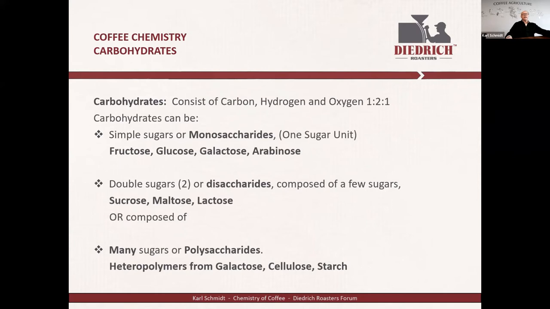And last but not least, within the family of carbohydrates we have polysaccharides, and those are galactose, cellulose, and starch. They play more of a role in the structure of the plant, the shell of the coffee bean. Poly means many: single sugars are combined into a chain of sugars, which is called a polysaccharide.